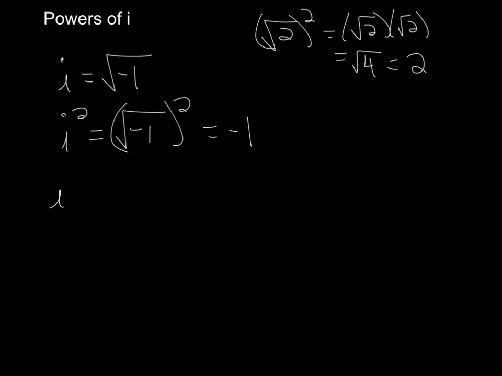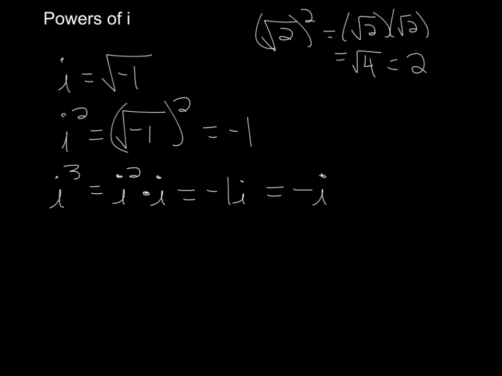So the next power of i would be i to the third power. Well, we could split that up into i squared times i, right? Because when you multiply with the same base, you add the exponents. Well, i squared is negative 1, and then we get i. So i to the third power is negative i. You take i and multiply it by negative 1 and you get negative i.